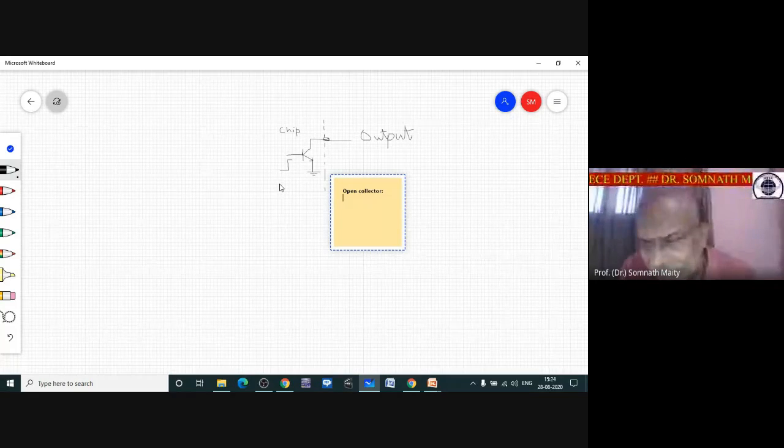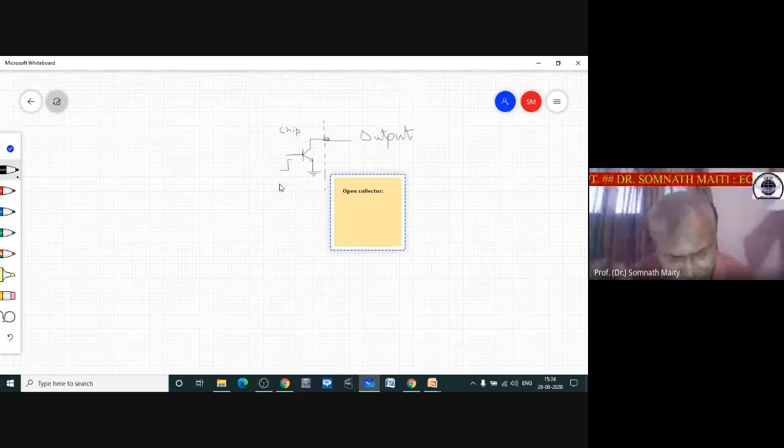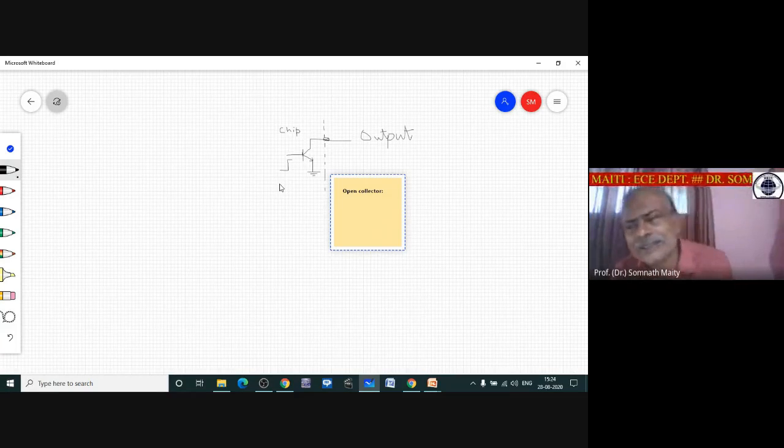Any chip can be of two types of family. It can be TTL type or CMOS. For TTL, there is a definite supply voltage. For CMOS, there is a definite supply voltage. But the beauty of this open collector is that it can drive any family of chip. It can drive TTL, it can drive CMOS, it can drive any other device having any other voltage level. So how is it possible?